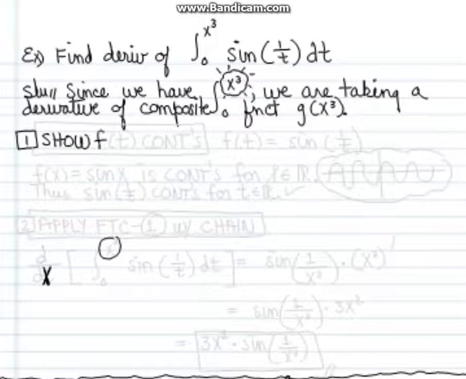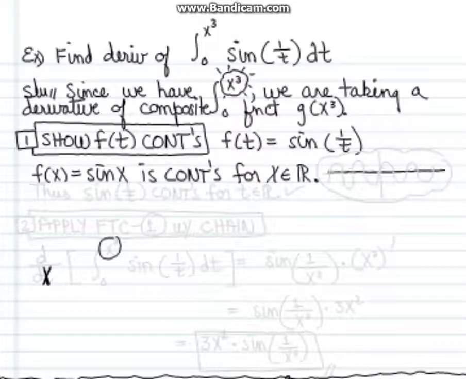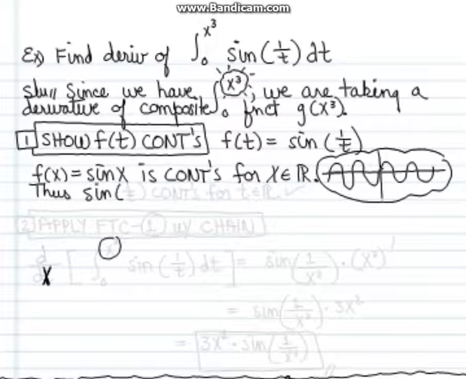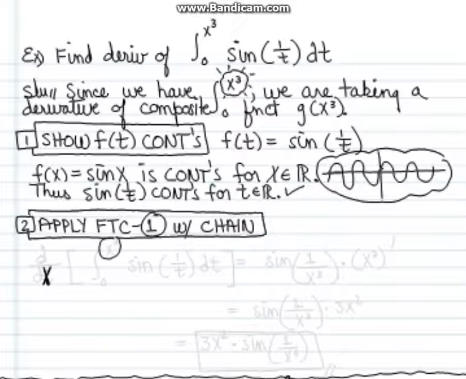Step one, I'm going to demonstrate that the inner function f is continuous. Well, f of t is equal to the sine of 1 over t. And we know the sine in general is going to be continuous for all real numbers. We really are interested only in x values from 0, the lower limit, to infinity, but here we have more than we need. We have all real numbers. If the sine of x is continuous, the sine of 1 over x is going to be continuous. So the sine of 1 over t is continuous everywhere, and we can use the fundamental theorem. That's what we're going to do in step 2, apply the fundamental theorem using the chain rule.